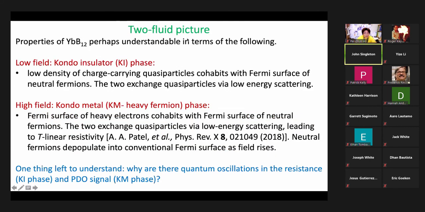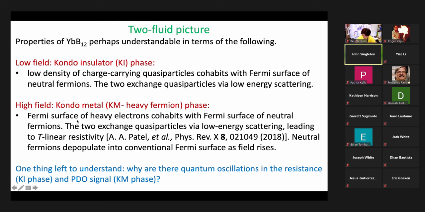So let me put it like this. This is rather like a two-fluid picture. The properties of ytterbium dodecaboride can perhaps be understood in terms of the following. In the low field Kondo insulator phase, we have a low density of charge-carrying electrons, caused by excitation across the gap, and they're cohabiting with the Fermi surface of neutral fermions. And these two exchange fermions via low energy scattering.